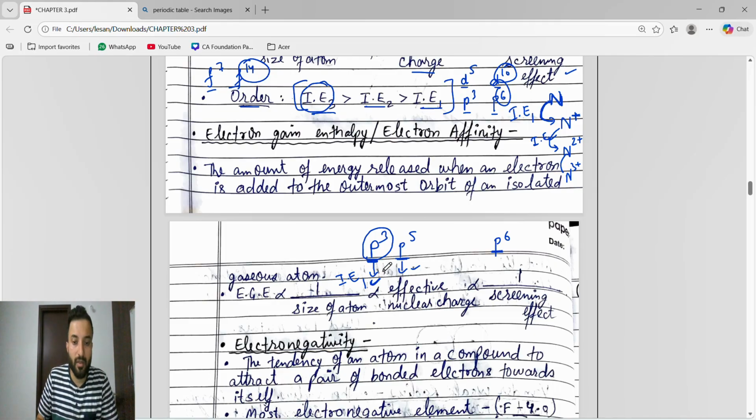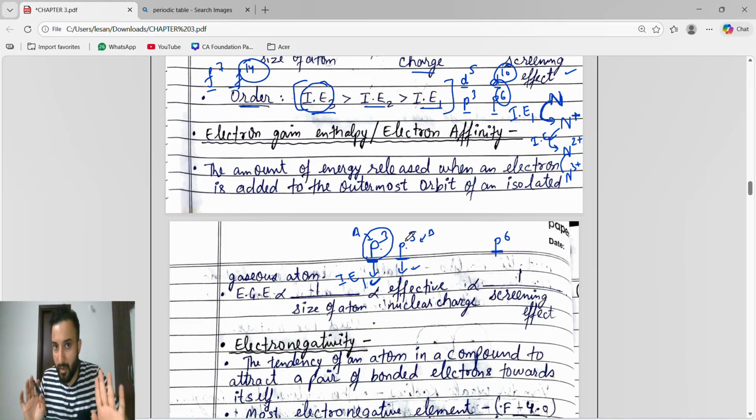So what will happen, guys? P3 or P5, suppose elements A and B. Ionization enthalpy for A is more as compared to B. Understand? As you remove electrons, ionization enthalpy increases, because as you remove the electron, the shell is reaching near to the nucleus. As it gets close to the nucleus, the force of attraction will be higher, so we require a higher amount of energy to remove the electron.